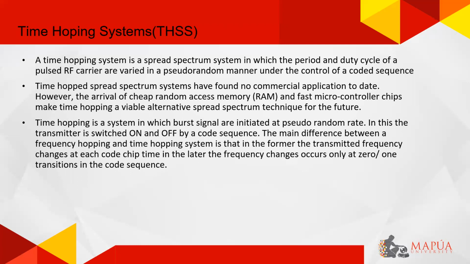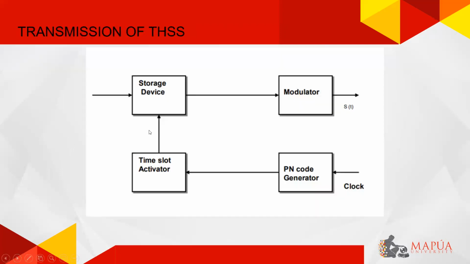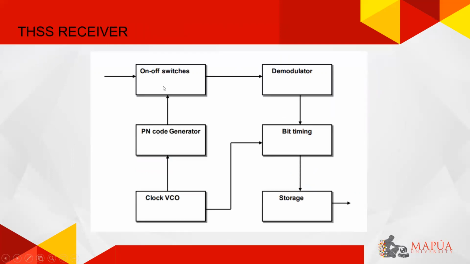Time hopping is a system in which burst signals are initiated at a pseudorandom rate. In this, the transmitter is switched on and off by a code sequence. The main difference between a frequency hopping and time hopping system is that in the former, the transmitted frequency changes at each code chip time. In the latter, the frequency change occurs only at 0 or 1 transitions in the code sequence. And this is how a transmission of the THSS looks like. And this is how the THSS receiver looks like.